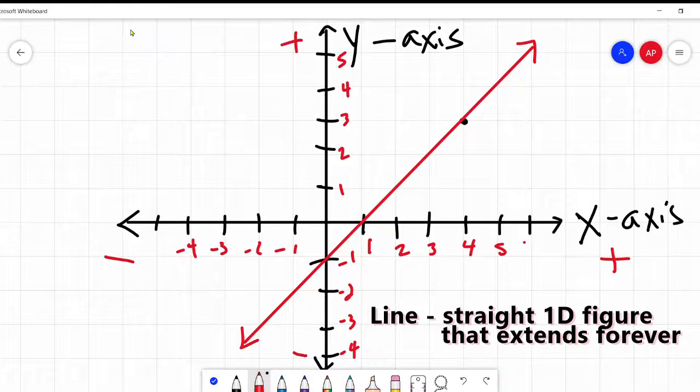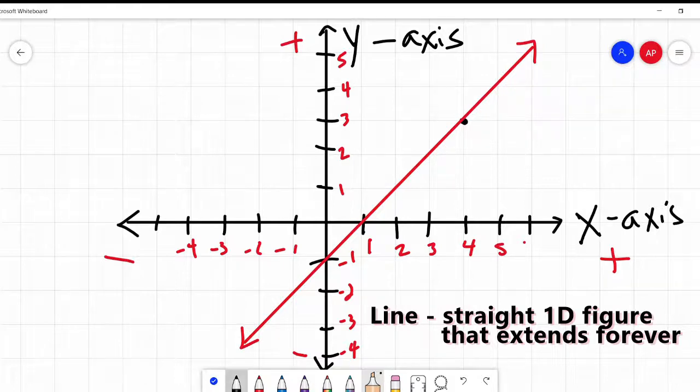So it's a straight, one-dimensional shape, and it goes forever in both directions. So that's a line. It just goes on and on forever. That's why we draw those arrows at the end. Always, always draw your arrows at the end if you're drawing a line. That's what means it's a line in geometry terms.